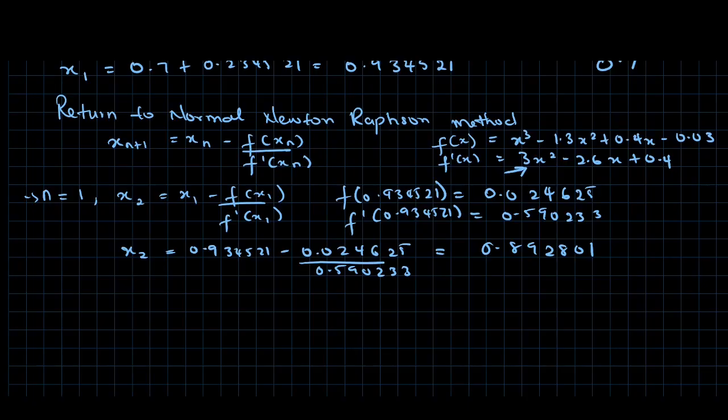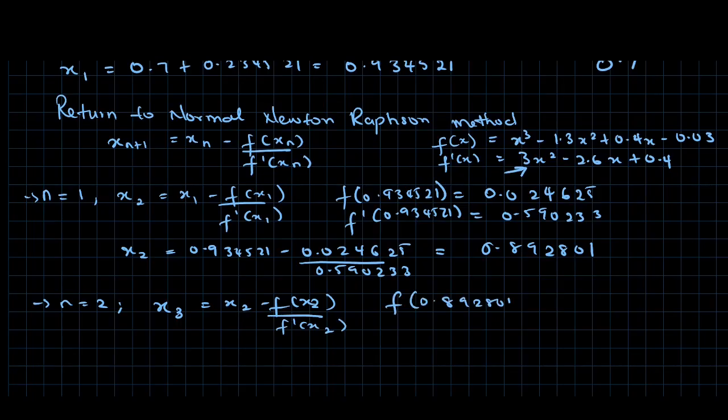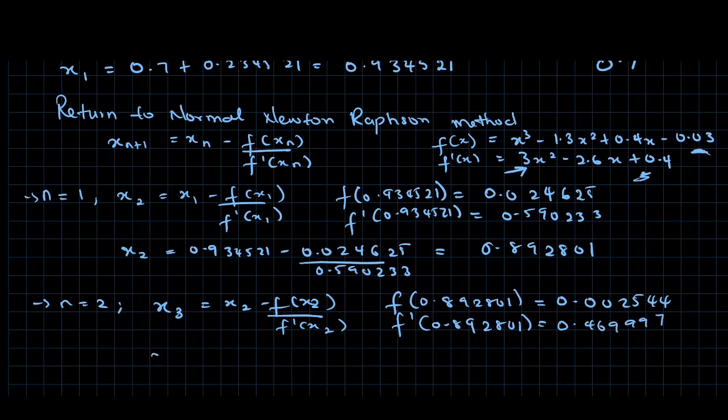It's going to be equal to 0.892801. So now we can do n equals 2. That'll be x3 equals x2 minus f(x2) over f bar(x2). f(x2) in this case is f of 0.892801. We substitute it into this first equation, and it will be equal to 0.002544. And the second one, f bar at this point, substituting into this equation, is going to be 0.469997.